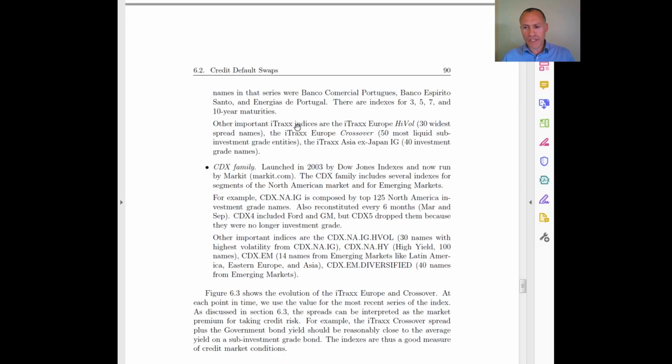Another interesting index in this family are these ones that you see here, iTraxx High Volume, and this one, the iTraxx Europe Crossover, which is also important because it measures a different part of the market, which is the sub-investment grade firms. So that was family 1.